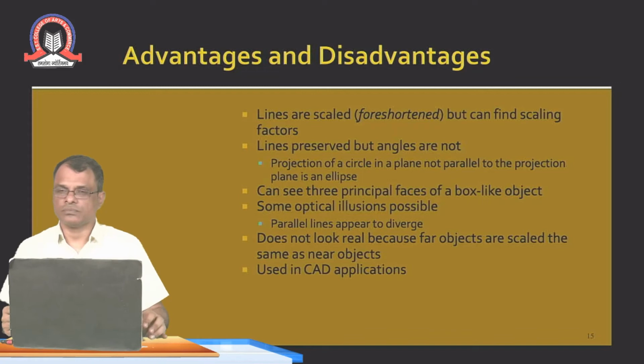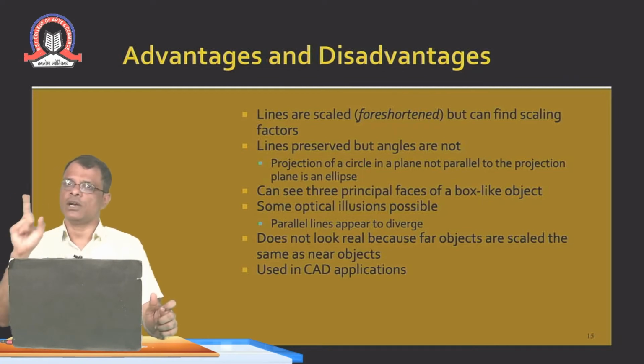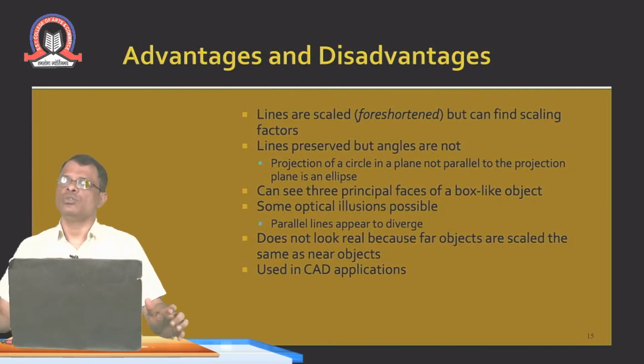This is because in reality also, if there is a circle and you tilt it a little bit, your eye sees an ellipse, not a circle. Only if you sit straight in front can you see the circle. But if you turn to some other position, or tilt the object a little bit, you see an oval or ellipse. You can see three principal faces of a box-like object. Some optical illusion is possible.